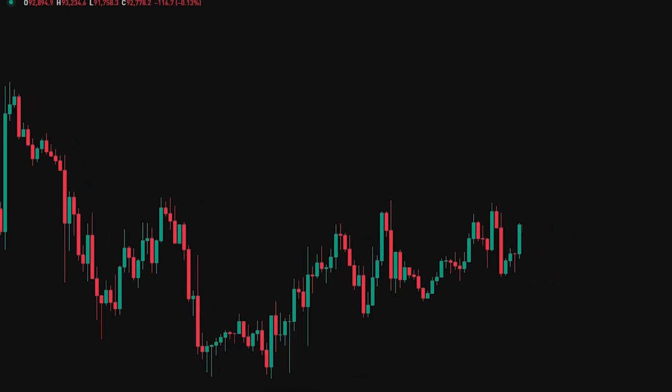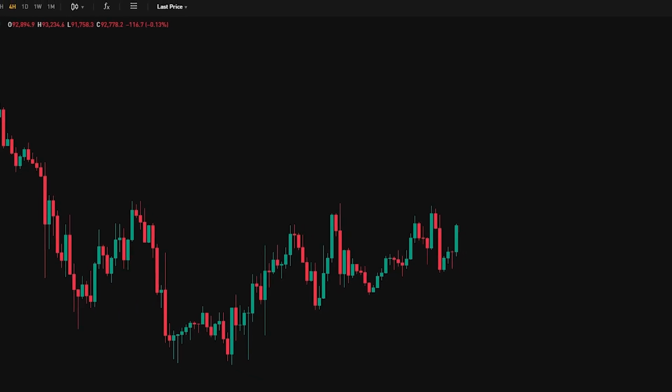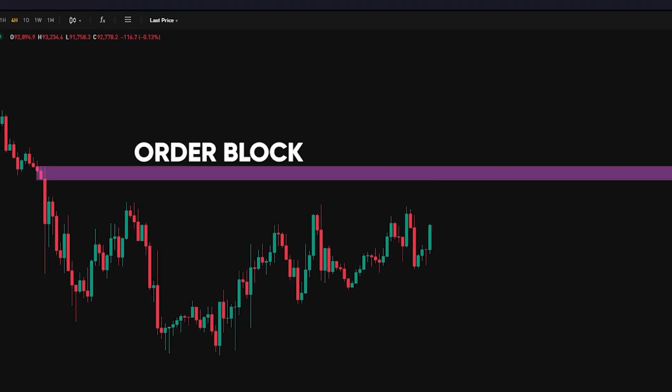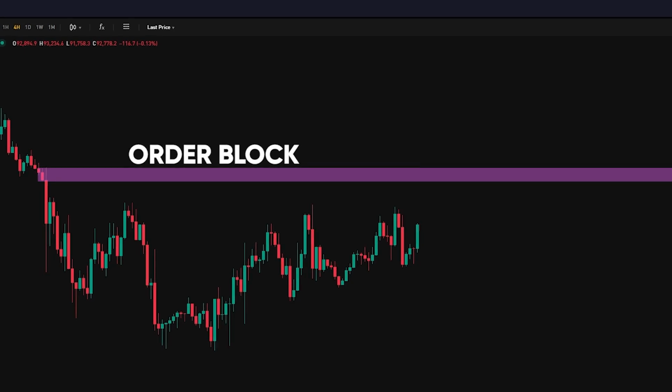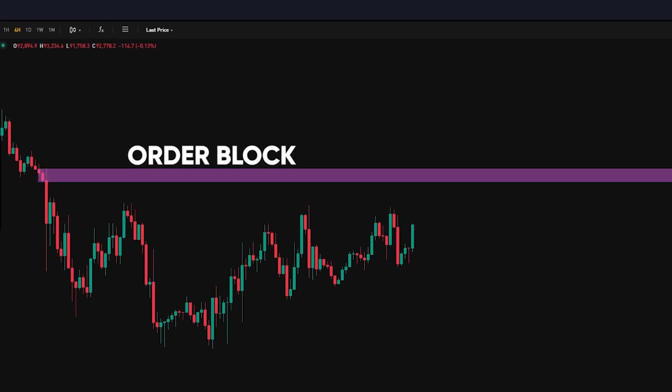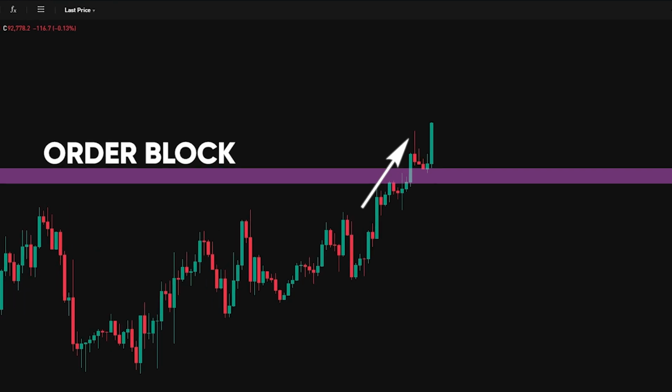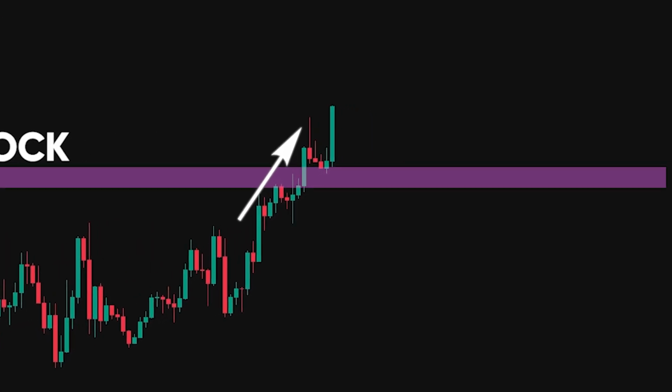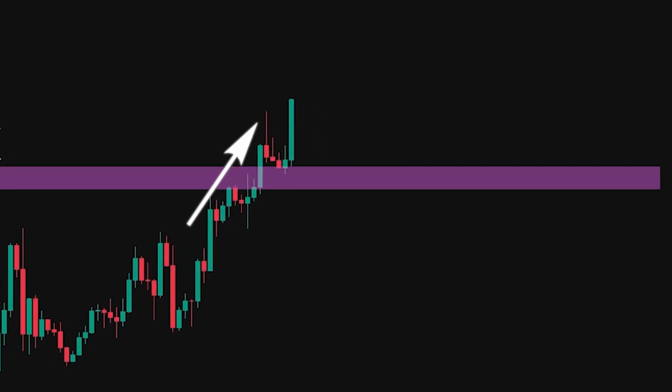Finally, let's break down the third strategy. It's based on a broken level that changes its role. An order block is generally a one-time zone, but there is an exception. If the market fully breaks through an order block, the trend changes, and that same area turns into a new resistance or support level. Such a block is called a breaker block.